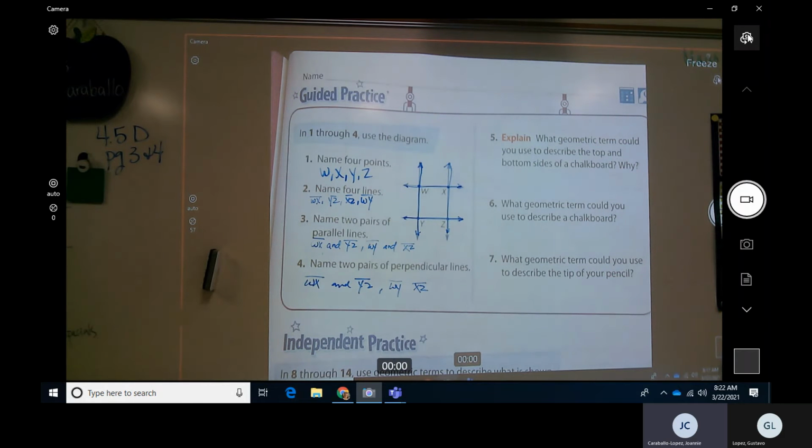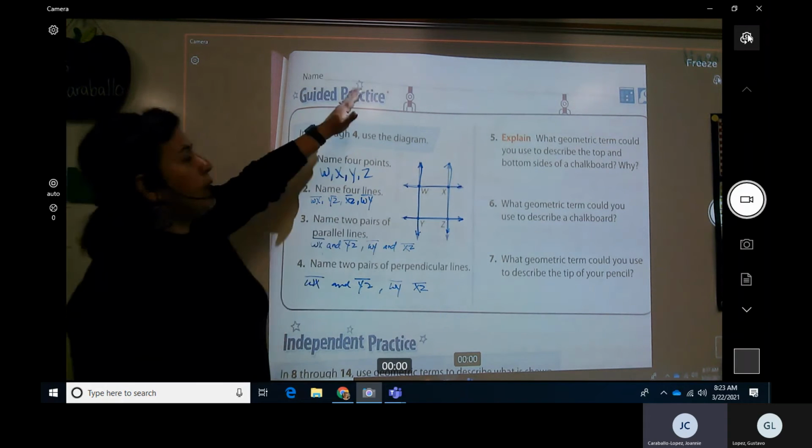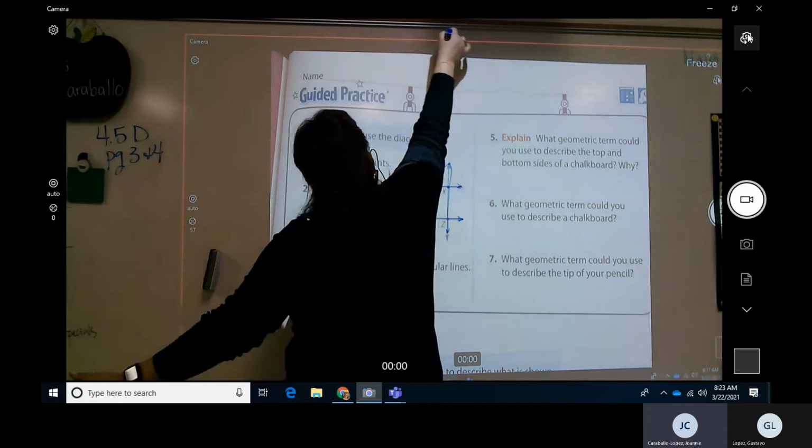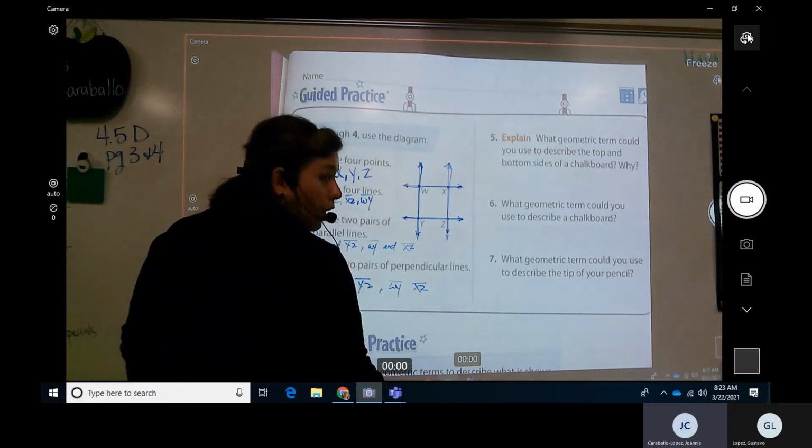They make what? They make square corners. Excellent. Now, number 5, it says, what geometric term could you use to describe the top and bottom side of a chalkboard? So what geometric term could I use to describe the top of this chalkboard and the bottom of this chalkboard?